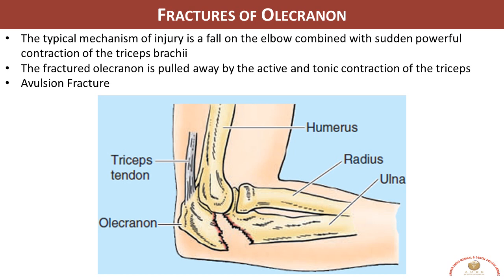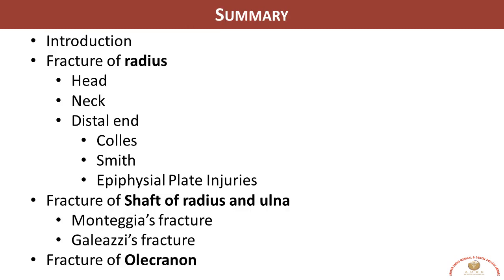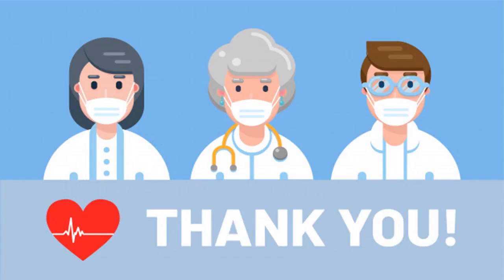So in the end, I'm going to tell you a summary of what we have covered: what is a fracture and what are the types of fractures. Then we have covered Colles fracture and Smith fracture, which are opposite of each other, and Monteggia's and Galeazzi's fracture, which are also opposite of each other. So you have to memorize all of them. Thank you so much. This was about the fractures of radius and ulna.